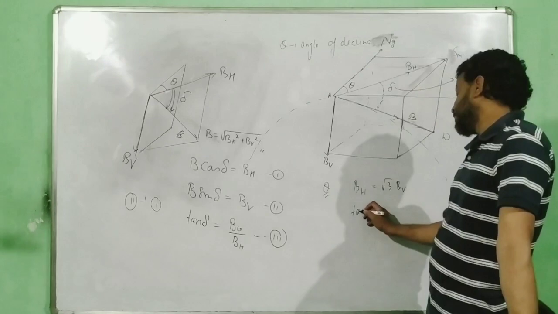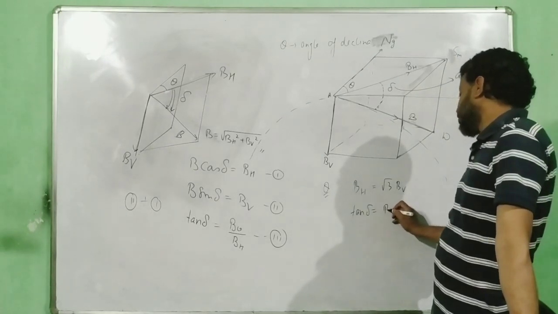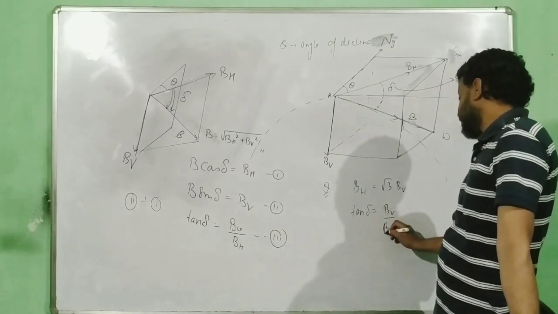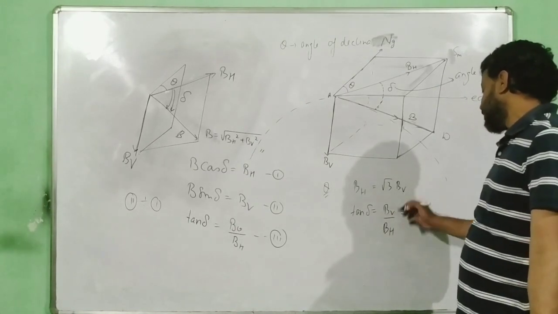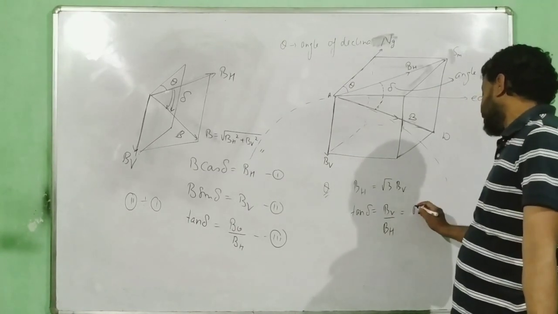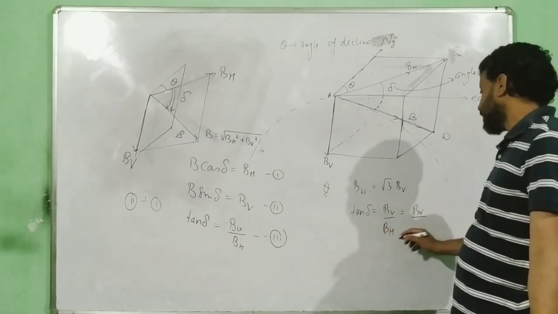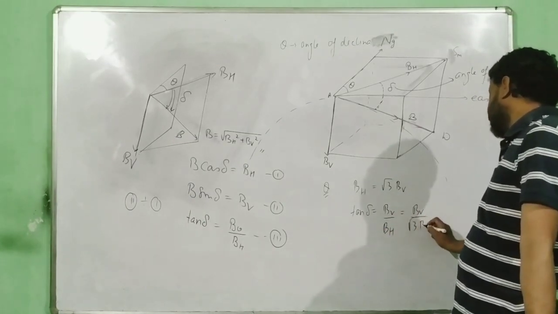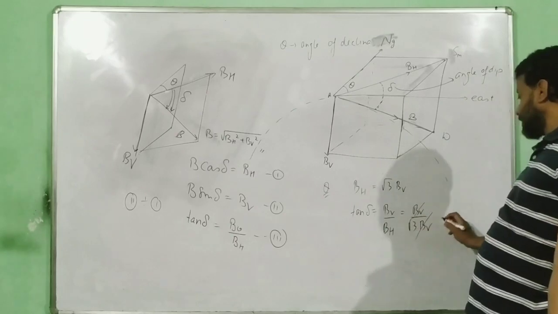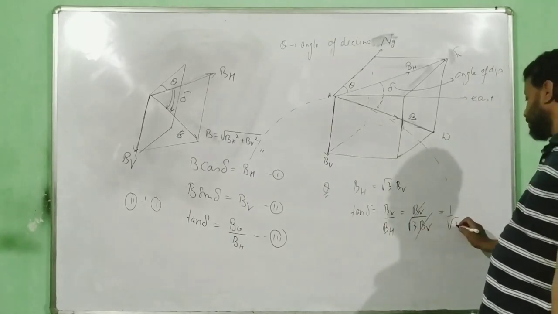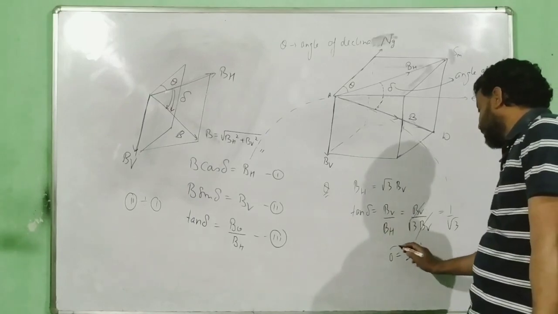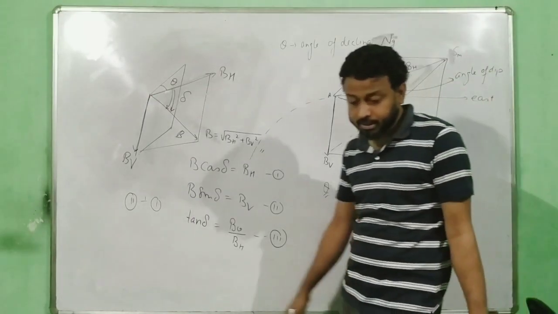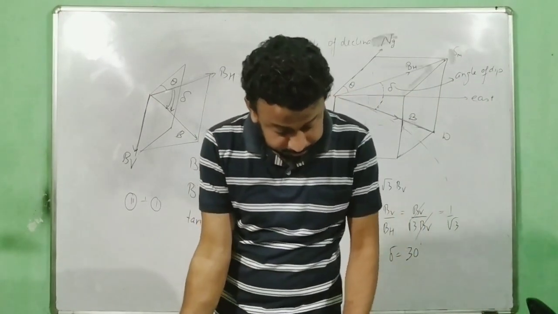So the angle of dip, delta. The formula says tan delta equals BV by BH. BV you write as BV only, and then you write BH as √3 BV. BV gets cancelled out. So what you will get? You will get 1 by √3, and you know what is 1 by √3. So the value of delta is 30 degrees. So that is the angle of dip.